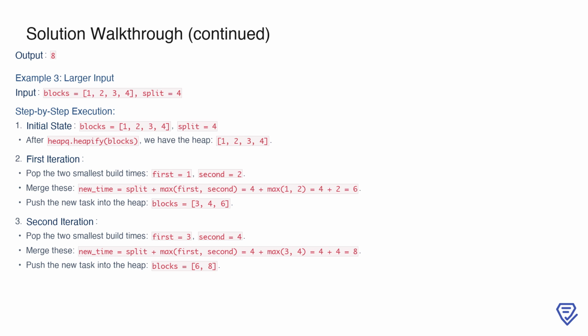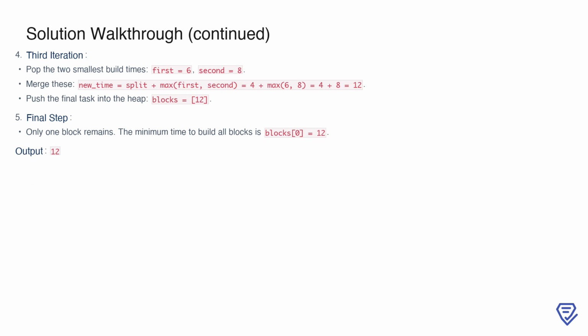In the second iteration, we pop the smallest values again, which are now 3 and 4. We merge these into a new task with a time of 4 plus max(3, 4), which equals 4 plus 4, which is 8. This is pushed back into the heap, leaving us with 6, 8.